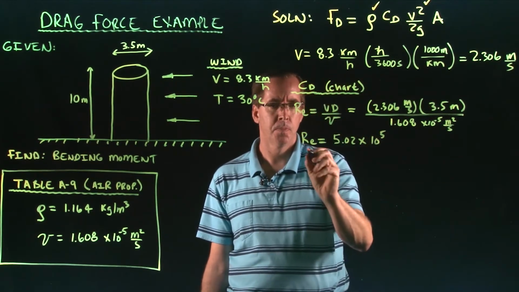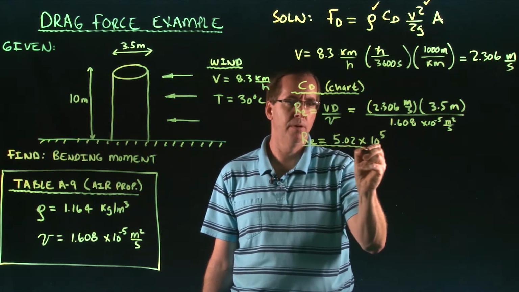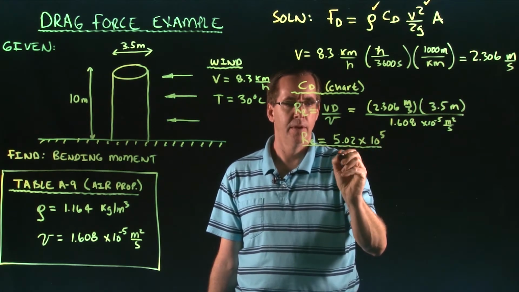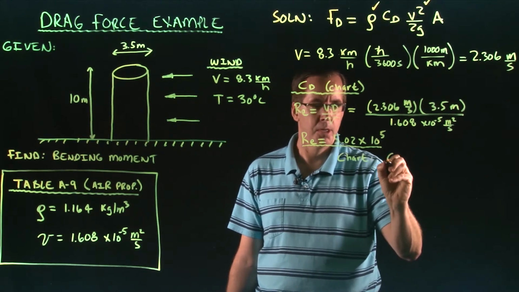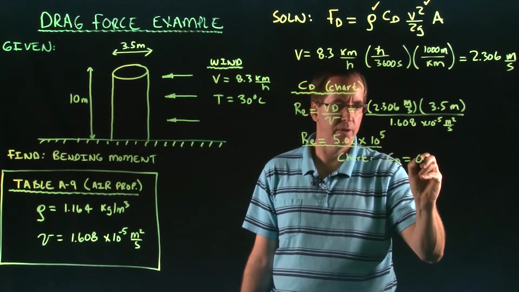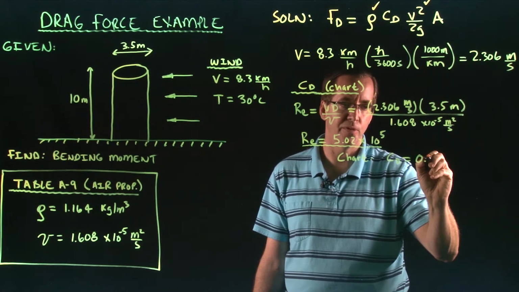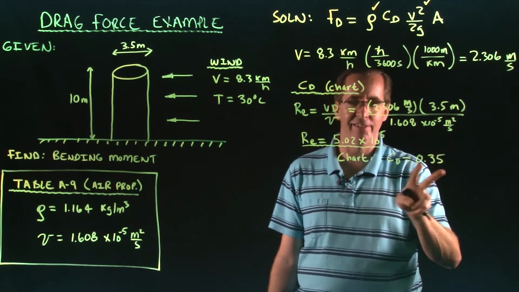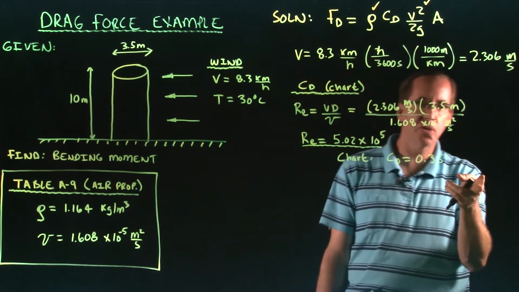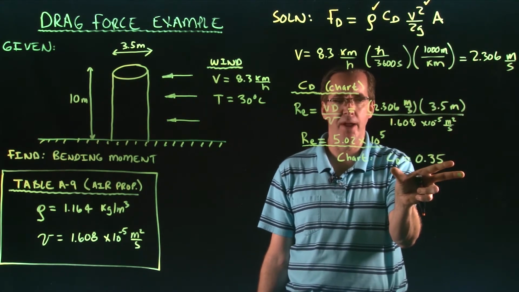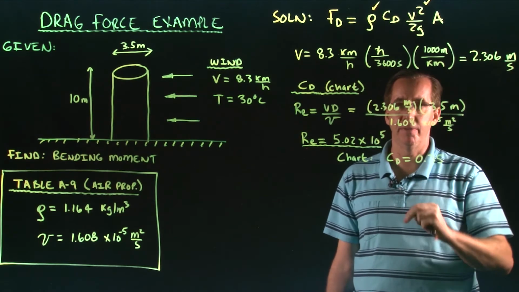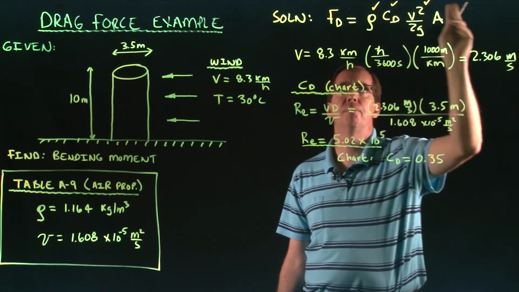Okay. For a Reynolds number of 5 times 10 to the 5th, from our chart, and again, this is in your text, we come up with a coefficient of drag, CD. There are times in our course where it's a discharge coefficient later on when we do open channel flow. In this particular case, it's going to be a drag coefficient of 0.35. Okay, so we have pretty much everything.